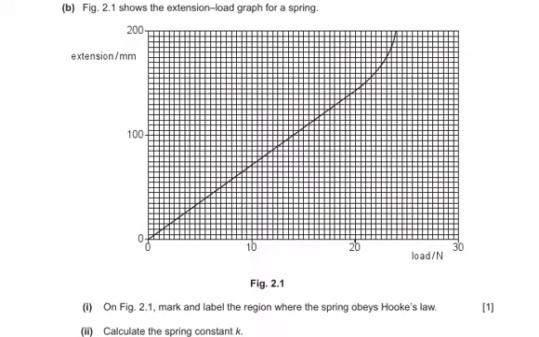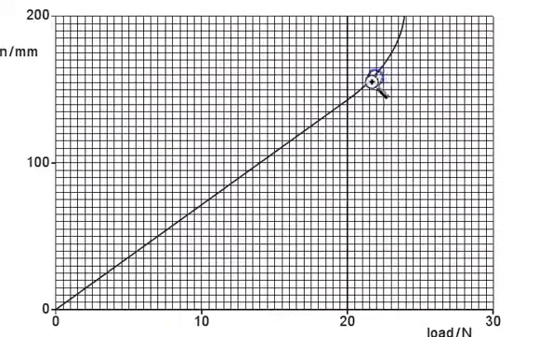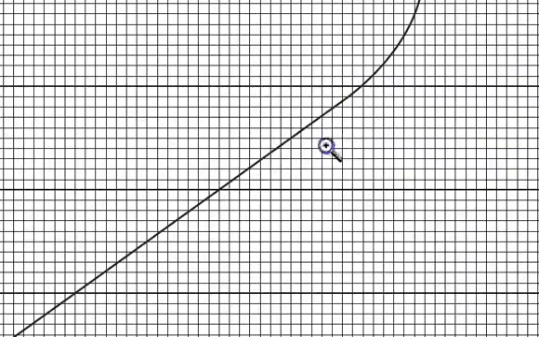Okay, B shows figure 2.1 shows the extension load graph for a spring. Okay, this is the extension and this is the load. As you can see here, okay, this is much more clearer. Okay, until at this point, right?